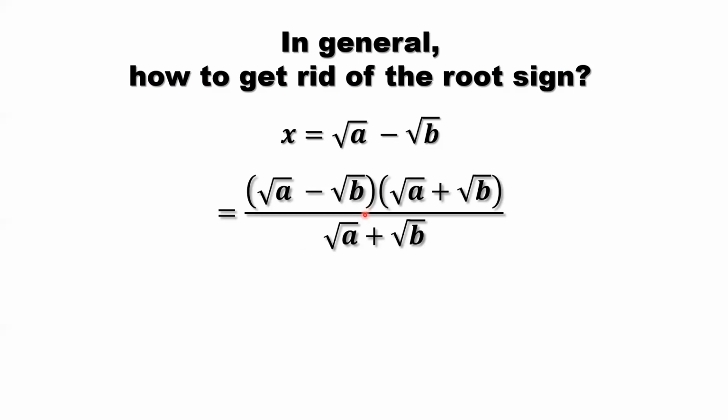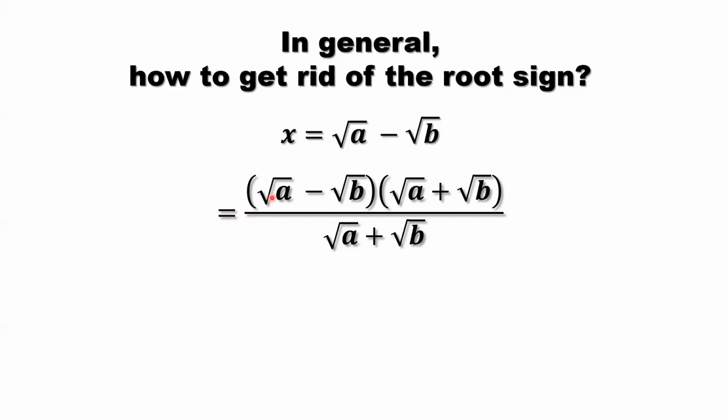Multiply both numerator and denominator by its conjugate. The conjugate of square root of a minus square root of b is square root of a plus square root of b. If the numerator is multiplied by its conjugate, the denominator should be too, to make it equal.